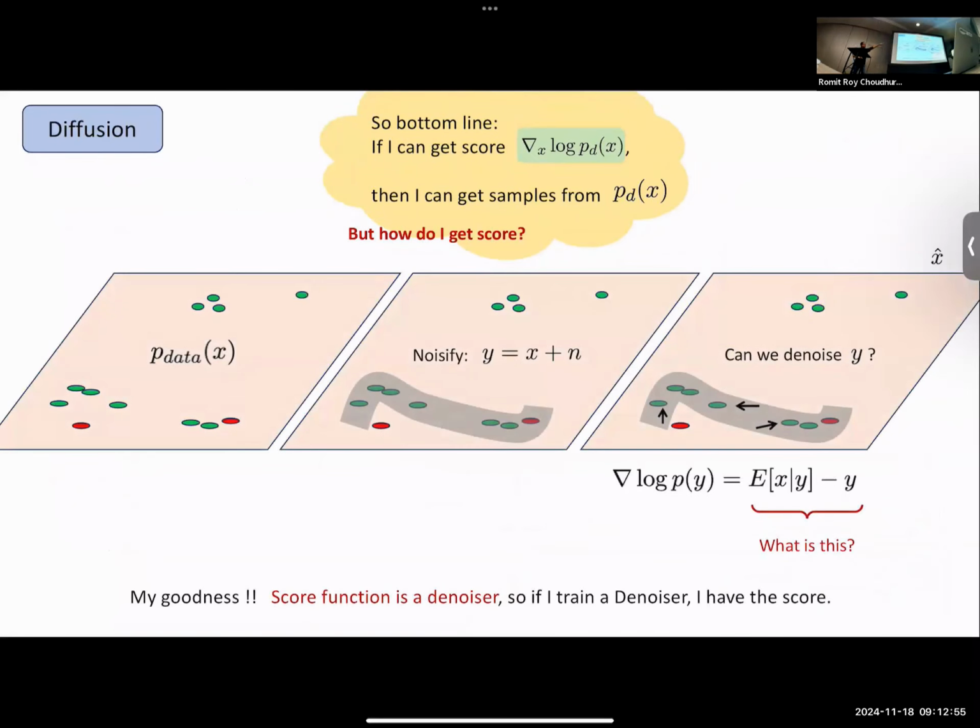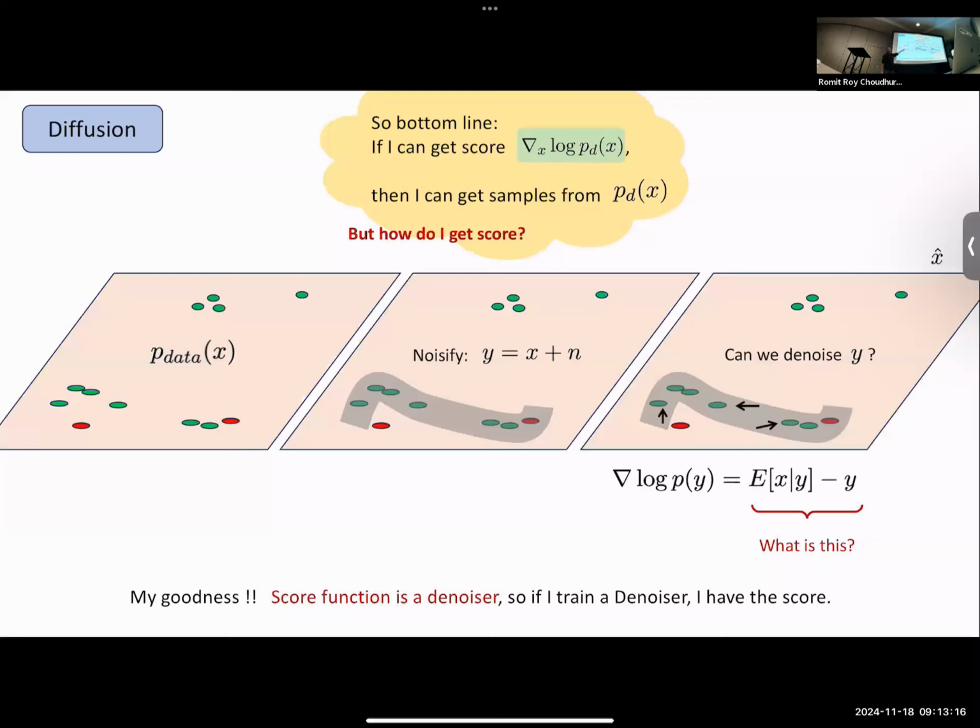So that's the bottom line. So then the question is, how do I get grad_x log p_data(x)? That's the big question, right? Langevin hasn't solved anything for us because it still needs the score function. So here is the idea. This kind of changed the whole game.